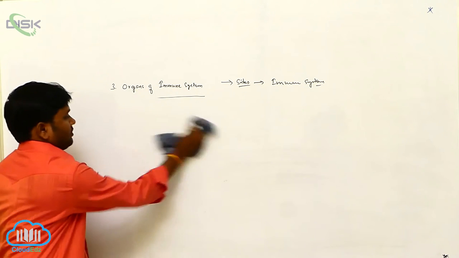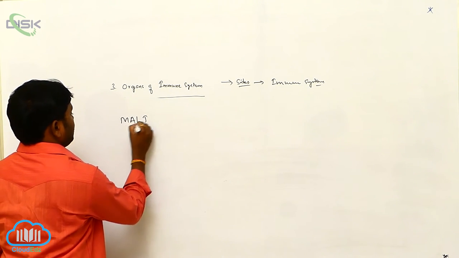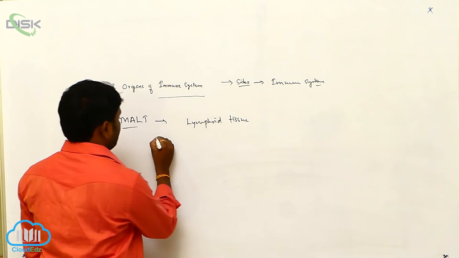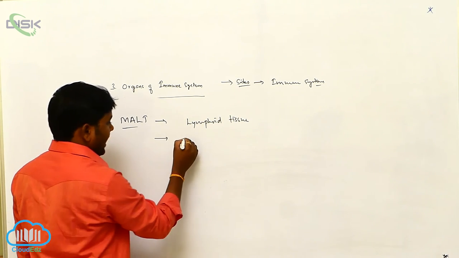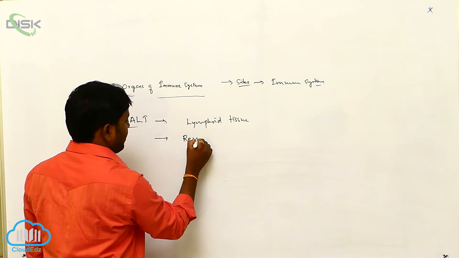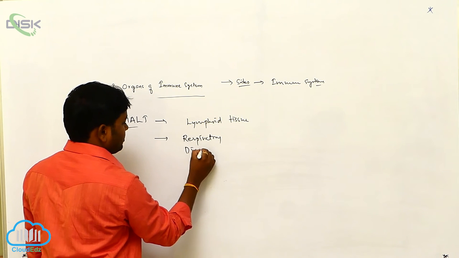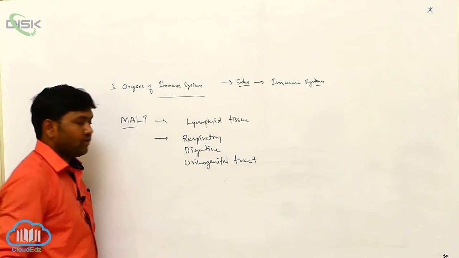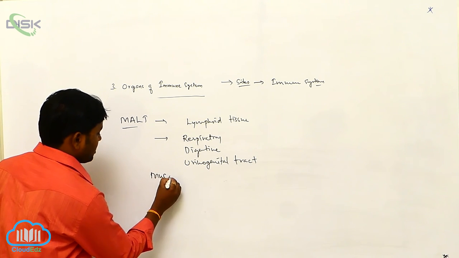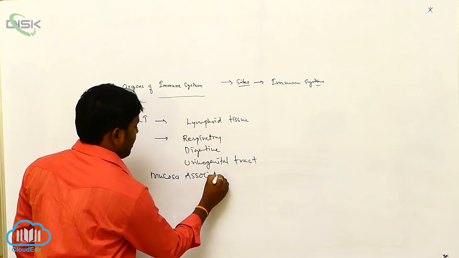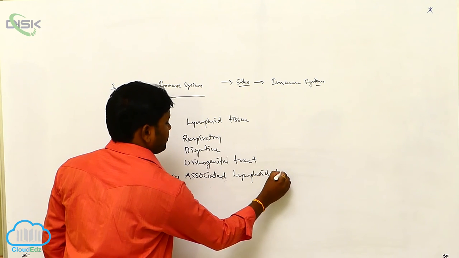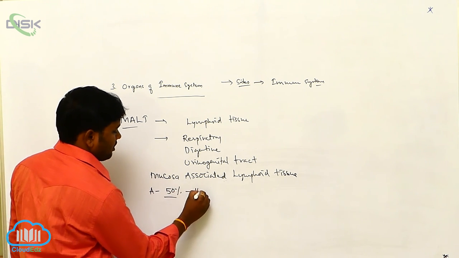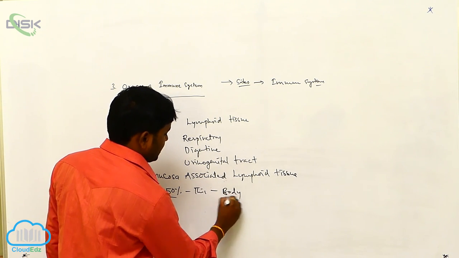next, MALT. So MALT is a lymphoid tissue. It is located at different major tracts, like respiratory, digestive and urinogenital tracts. So the full form of MALT is mucosa associated lymphoid tissue. Okay, so generally about 50% of this tissue constitutes our body.